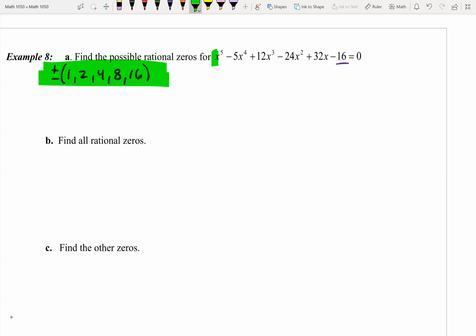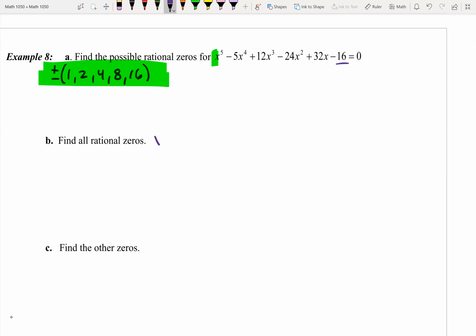Everybody go 1, store, enter. Remember, this example is a little tough. Memory, enter, raise it to the 5th. Minus 5, memory, enter, raise it to the 4th. Plus 12, memory, enter, raise it to the 3rd. Minus 24, memory, enter, x squared. Plus 32, memory, enter, minus 16, enter, and it worked.